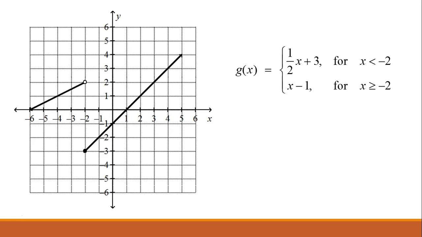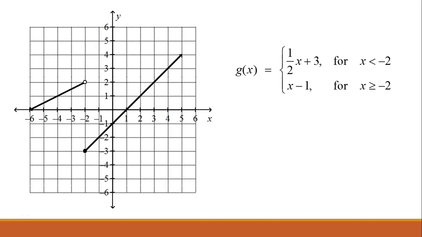Now here's what a graph of that function looks like. This part of the function, which is really the line y equals 1/2 x plus 3, is defined for x less than -2, which is why it's only this part of the line. And the lower part of this piecewise function, which is part of the line y equals x minus 1, only contains the part of that line that has x coordinates that are greater than or equal to -2.